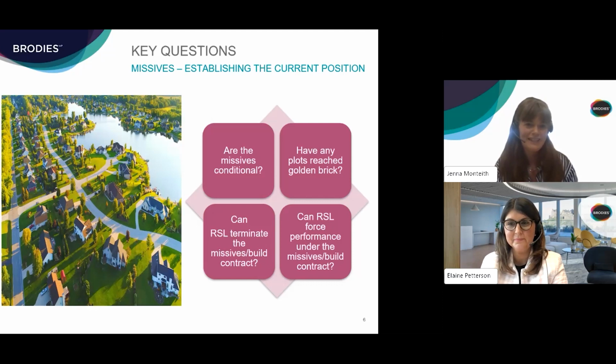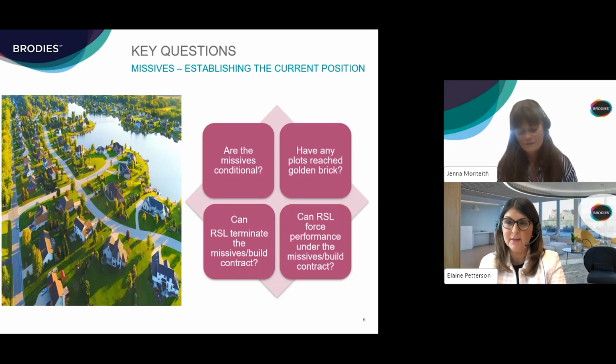Is that right? So your starting point is what is your contractual agreement, and you would be checking that to see what the terms say. In the event that there's no specific right to terminate just because one party has become insolvent, then your contract is still in existence. And on the point about the missives being conditional, what we'd really be thinking about is what are they conditional on?